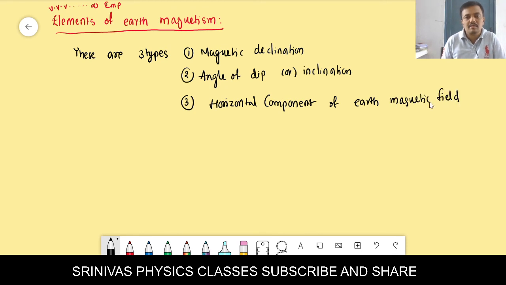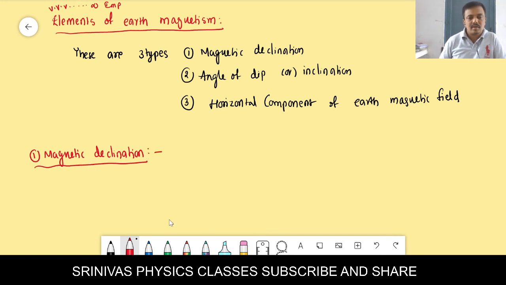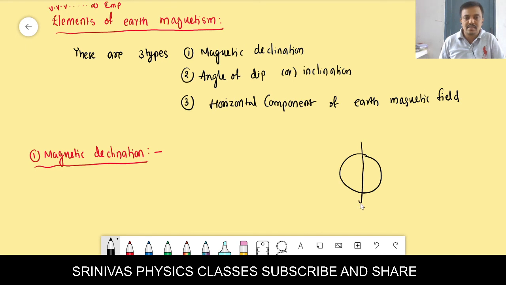Okay, let us learn about each and every one. Very, very important topic. Listen very carefully. Okay, the first one is magnetic declination. What is magnetic declination? Right? You see here, for example, this is the Earth. Okay, this is a geographical axis. Right? Geographical axis. This is geographical north and geographical south.